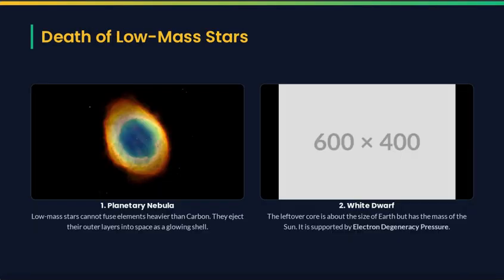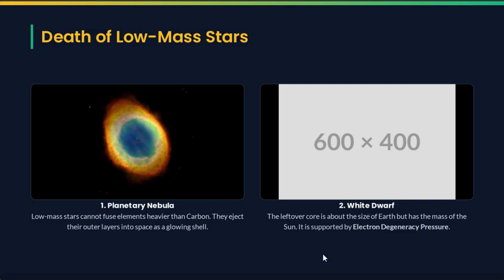Okay, so death of low mass stars. First is a planetary nebula, and that's when the low mass stars cannot fuse elements heavier than carbon, and they eject the outer layer into space as a glowing shell. It's so pretty.